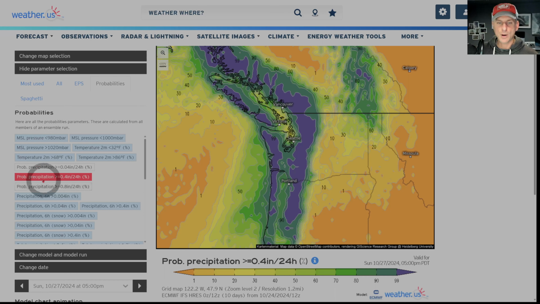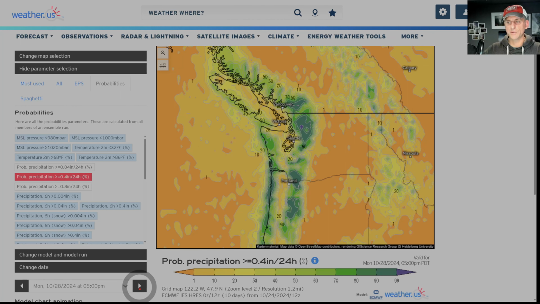So we have probability of precipitation over 0.4 of an inch in a 24-hour period. So basically you're taking those ensemble members and what percentage of them have over 0.4 of an inch during this time frame on Sunday, October 27th, 5 p.m., the last 24 hours. So you can see pretty good agreement there that you're going to have over 99% chance of over 0.4 of an inch along the Cascades, the coastal range up into Vancouver Island. And of course, you can scroll through that here as well. So it can give you a probabilistic forecast.